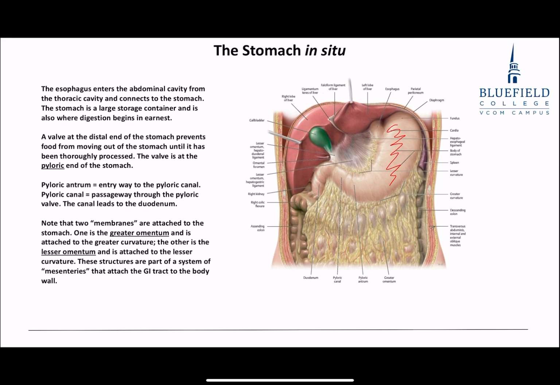This is the pyloric end of the stomach, and there's a pyloric valve here that keeps the contents of a meal in the stomach long enough to turn it into a chyme that is ready to go into the small intestine, where digestion will continue, but absorption of the nutrients will also take place.